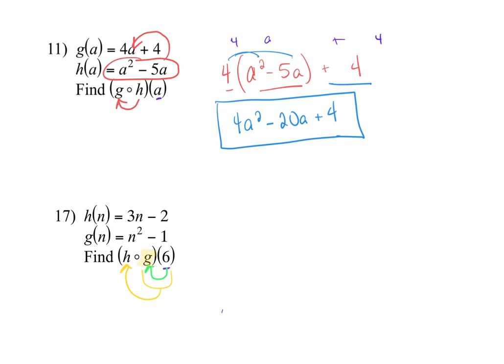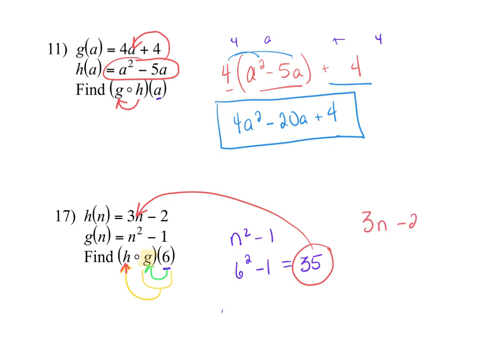So I'm going to take the g function and I'm going to plug in a 6. So n squared minus 1, I'm going to plug in a 6. 6 squared minus 1. Well, 6 squared minus 1 is 36 minus 1, which gives me 35. Now I'm going to take that answer and plug it into the first function that it listed, which is the h. So I'm going to take that and say 3n minus 2, and I'm going to plug in the 35. 3 times 35 minus 2, all right?